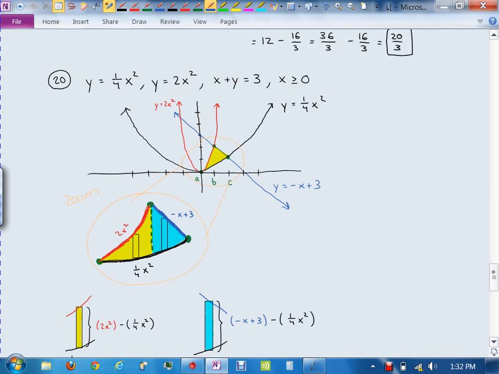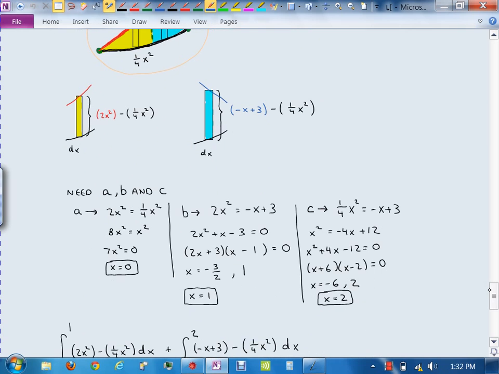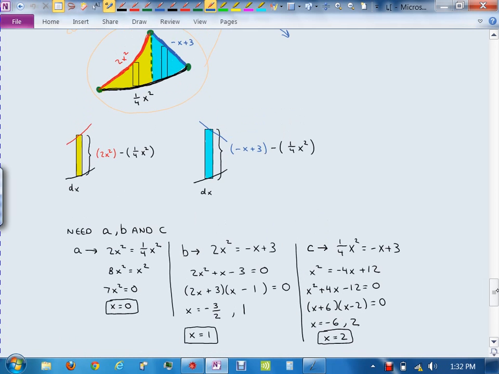I had to find them first. So to get A, I could have just done it by looking, right? But I said A is this, right? So I set the red and the black one equal together and solved. I got 0. To find B, I set the red and blue one together. Here's red and blue. Set it equal. I got 1. And then to get C, I set the blue and the black together, and then I solved that and got 2. So there's my A, B, and C.